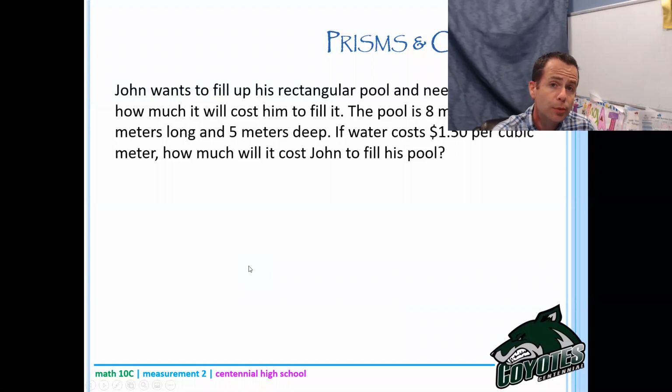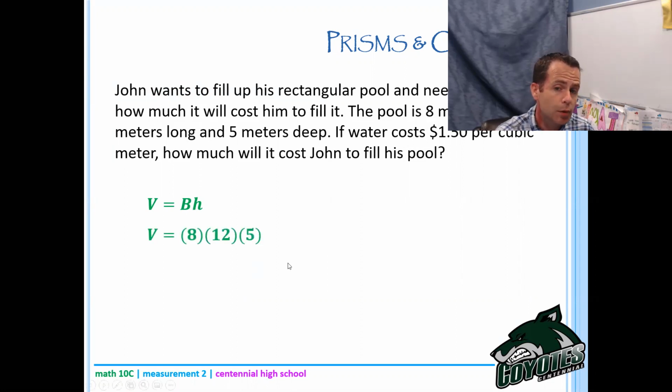So always start with the formula that you're using. We're trying to find volume, and we know that the volume will be the base area times the height. Okay, so that ends up being 8 times 12 times 5.